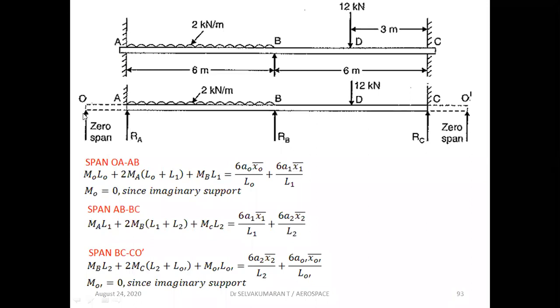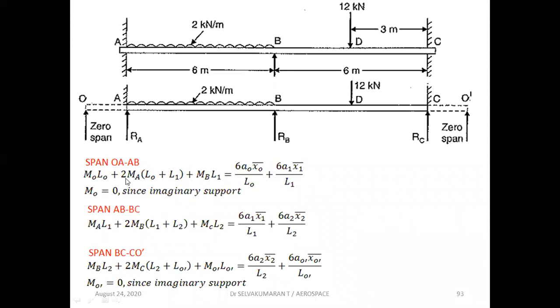On either side, I have introduced an imaginary length L naught on the left hand side and L naught dash on the right hand side. Now the spans are OA-AB, you will get one equation, then AB-BC, you will get another equation, then BC-CO dash, another equation.